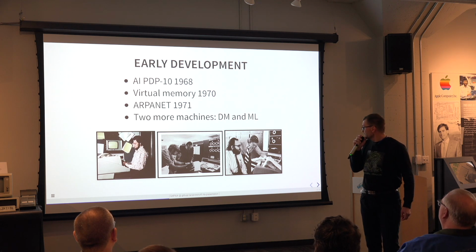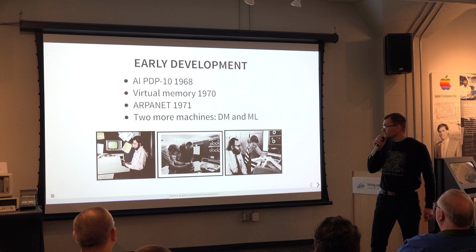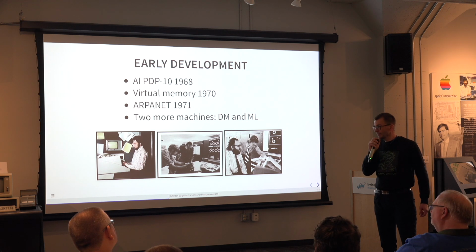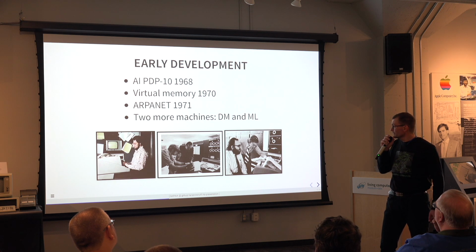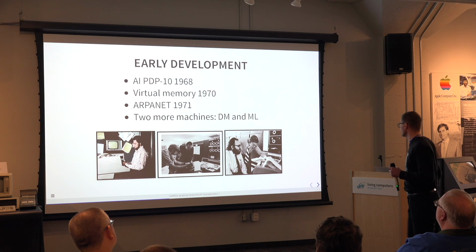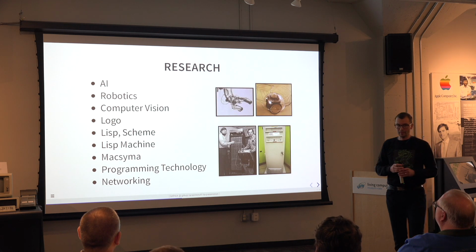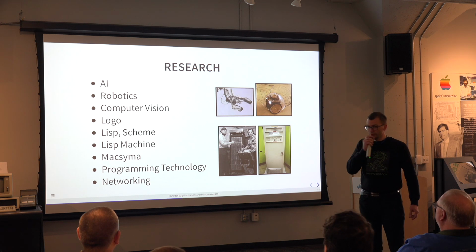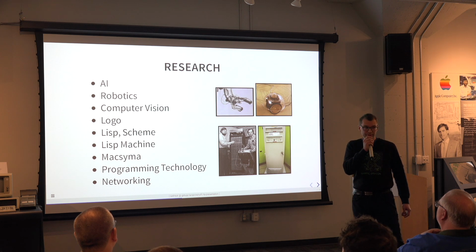And the picture to the right is the ML machine, which is Math Lab. The bearded man is Joel Moses, who was a researcher in mathematics, symbolic calculation. And the other man is Patrick Winston from the AI group. These machines, three at this time, were heavily used for research.